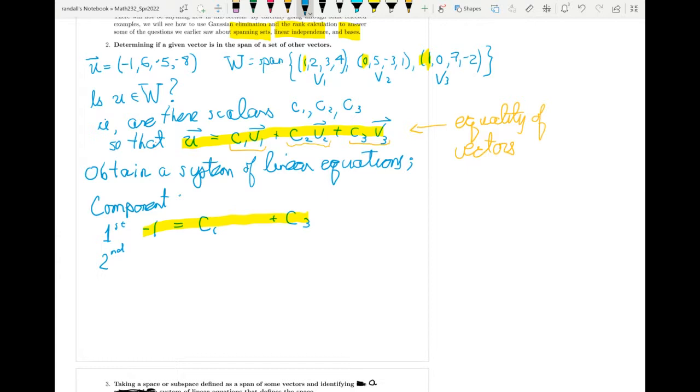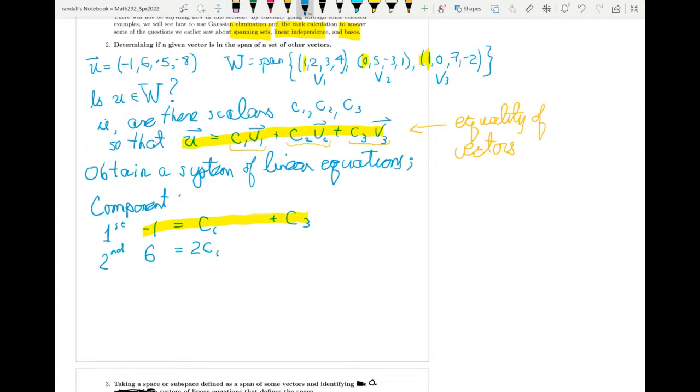So the second component of U now is 6. Okay, so that's the left-hand side. Now, what's the second component on the right-hand side? I'll do the same thing. I'll look at the second component of V1. I see it's a 2 there. So the first term I see on the right will be 2 times C1, because the second component of the vector C1 V1 will be 2C1.